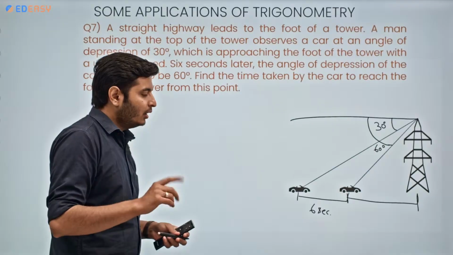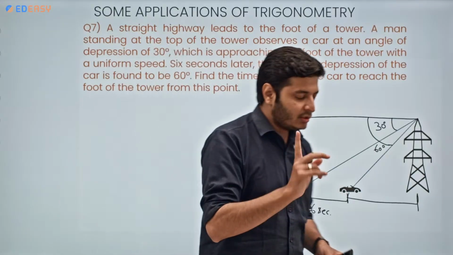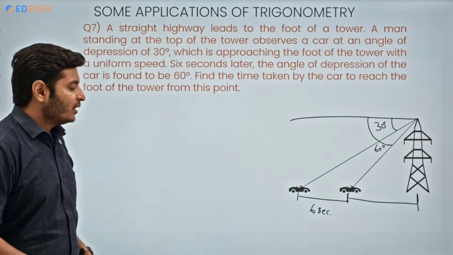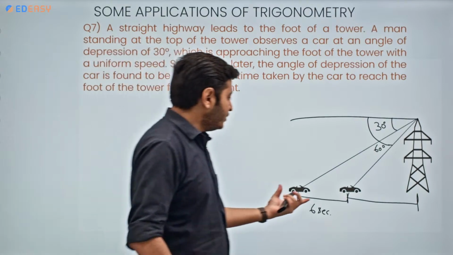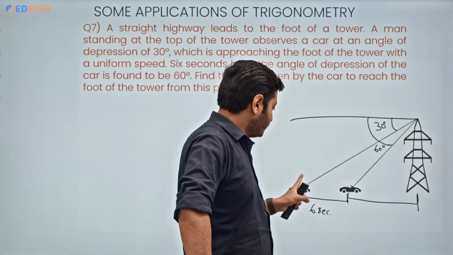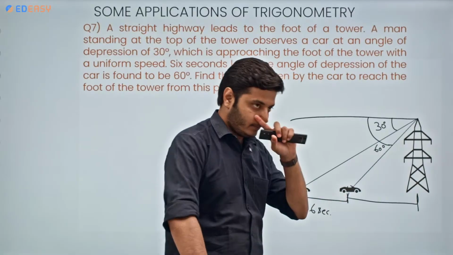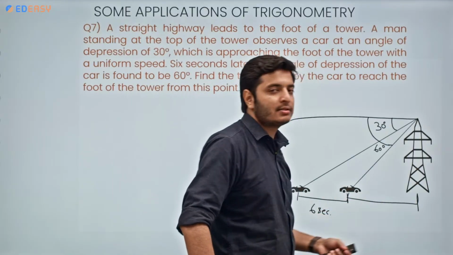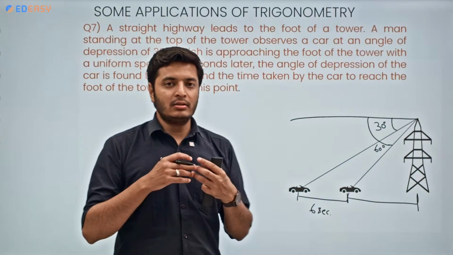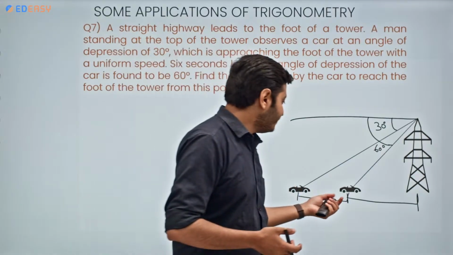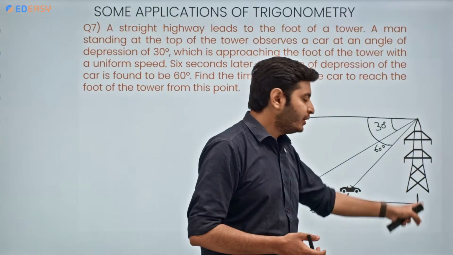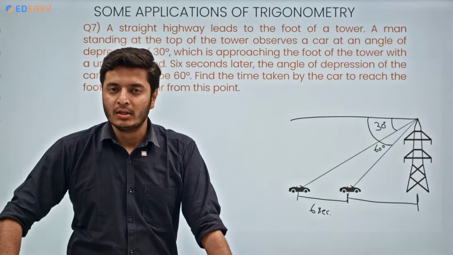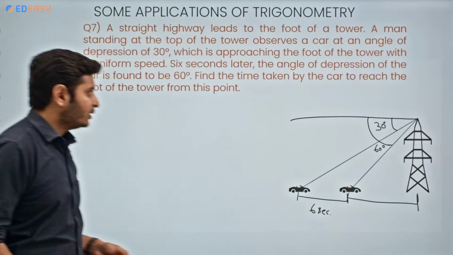Let me ask you one thing. The car is moving at a uniform speed. Speed is not changing, correct? Now, whatever time it took from this point to this point, if somehow we are able to create a relationship between this distance and this distance, then we can find the time taken by the car reaching from this point to the foot of the tower in relative terms, correct? Because the speed is not changing. So we are going to use this approach only.